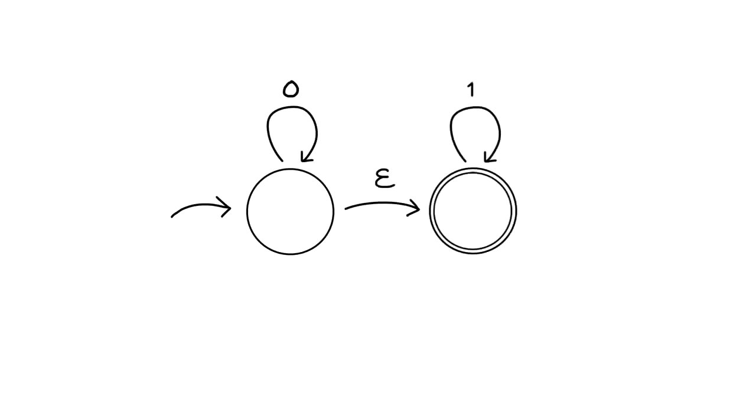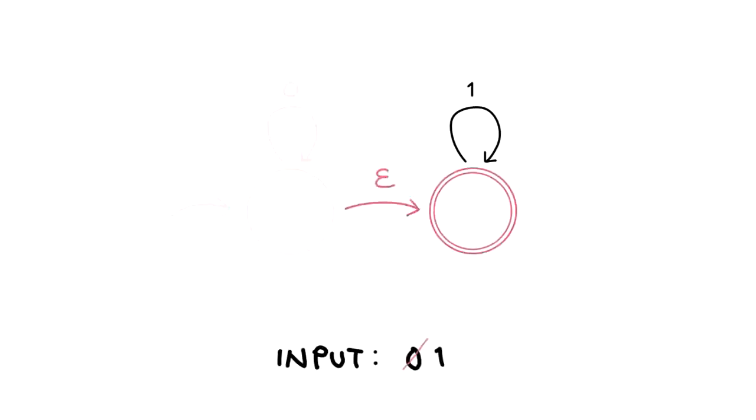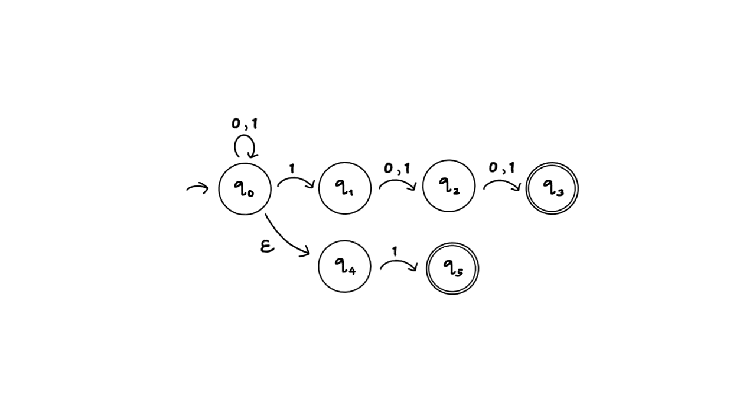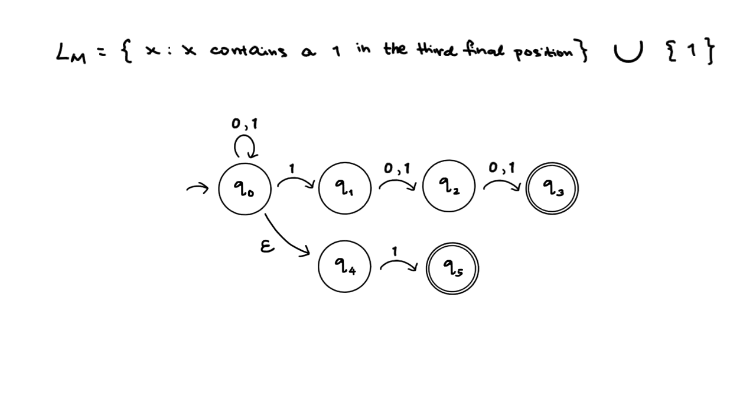Additionally, NFAs can also transition on the empty string. When an NFA chooses to transition on the empty string, no symbol from the input string is consumed. So going back to our first NFA that accepts all strings containing a 1 in the third final position, let's add these two new states with an empty transition. The NFA now accepts all strings containing a 1 in the third final position, or it also accepts the single 1. What we have been looking at is a state diagram of an NFA.